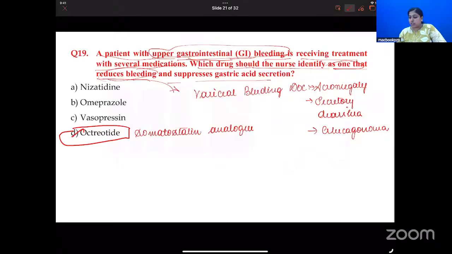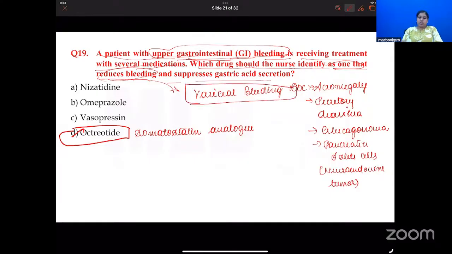What is VIPoma? It is related to vasoactive intestinal peptide abnormality. It's a neuroendocrine tumor in the pancreatic islet cells. If we have any form of neuroendocrine tumor in the pancreatic islet cells, in that case also, this is a drug of choice.